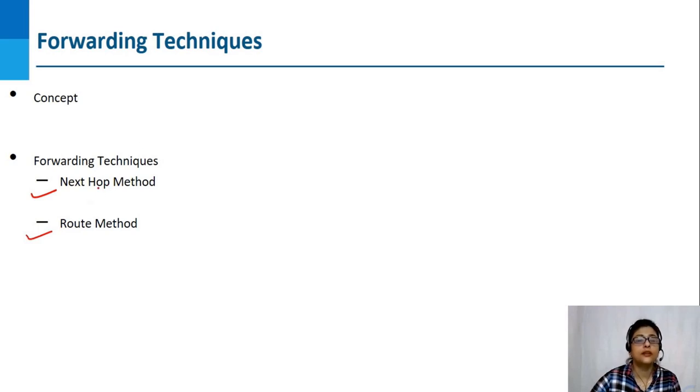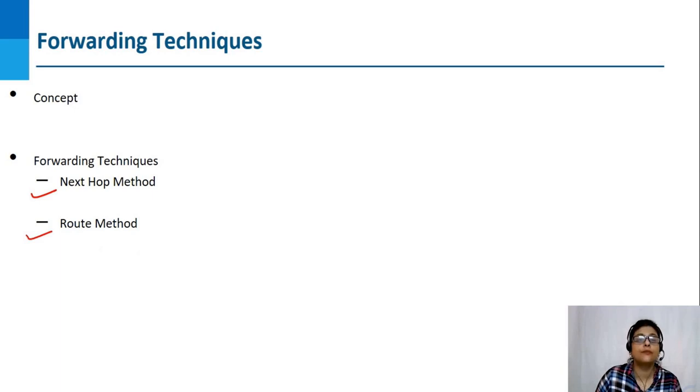In the next hop method, we will learn that the routing table basically consists of the next node through which the packets will be delivered from the host A, that is the source node, to the destination node through other nodes of the network. And in the route method, instead of the next hop, the entire route from the source to the destination will be given.